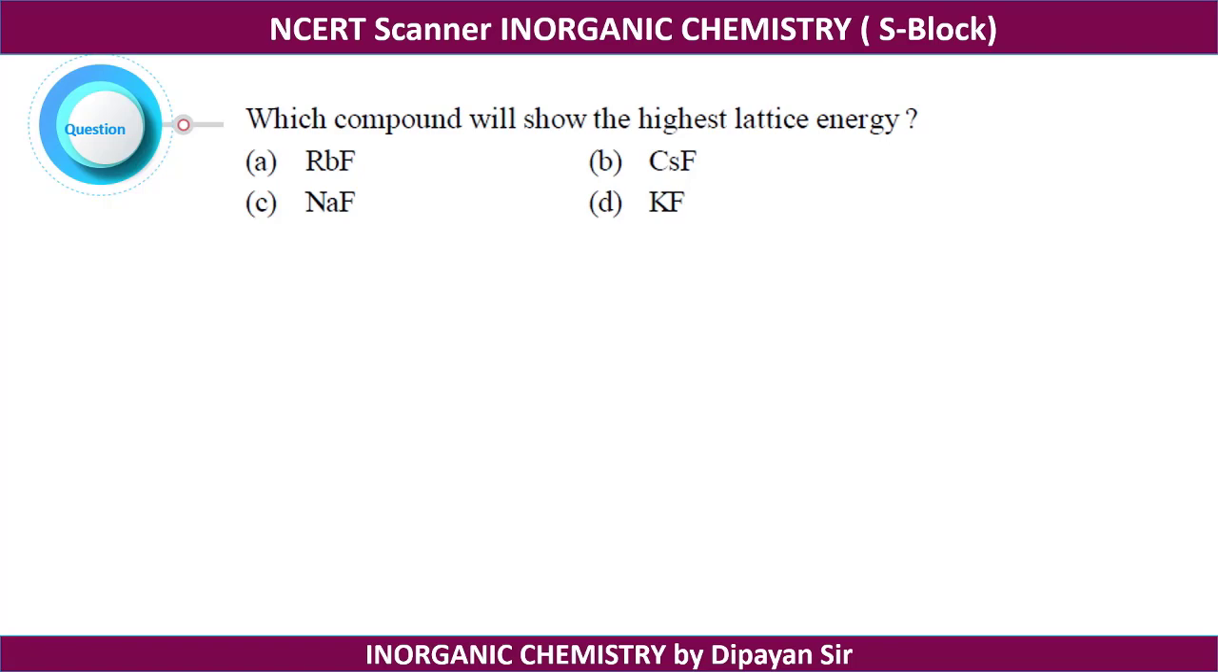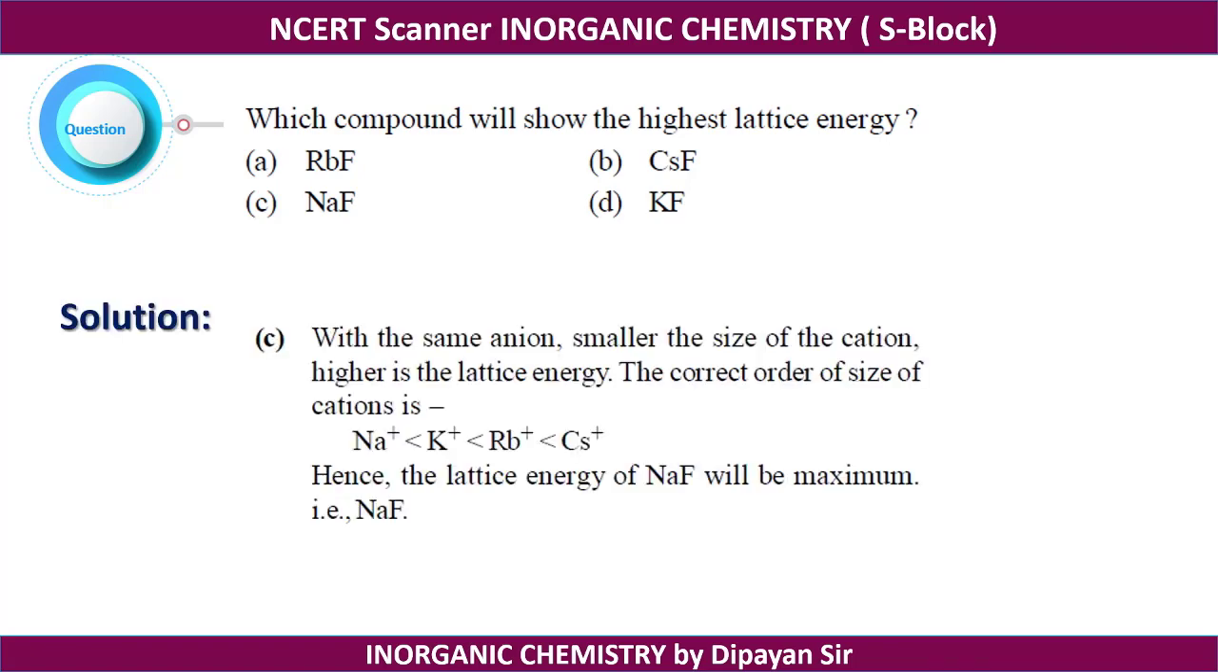RbF, CsF, NaF, KF. And the correct answer for this question is option C, that is NaF. We can explain this by the formula of the lattice energy. The formula of lattice energy says that lesser the distance between cation and anion, more will be the lattice energy. If we compare the ionic radius, sodium will have the minimum ionic radius, so the effective distance between cation and anion will be minimum for sodium and fluorine, that represents it will give the maximum lattice energy.